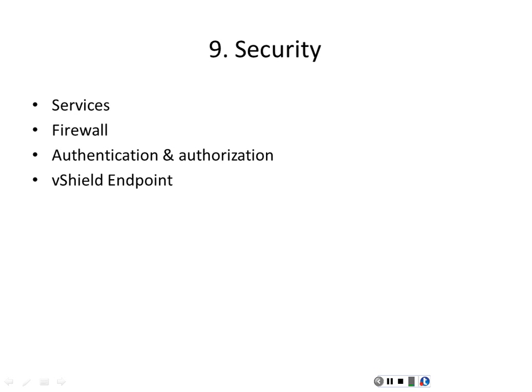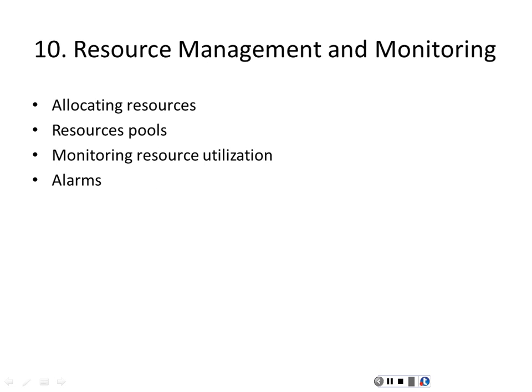Services, firewall, authentication and authorization, and vShield endpoint. In Chapter 10, we discuss resource management and monitoring: allocating resources to virtual machines, creating resource pools, and monitoring resource utilization. In other words, determining whether a virtual machine is operating at 10% capacity, in which case there's nothing to worry about, or at 99% capacity and we better do something. And lastly, we look at alarms.